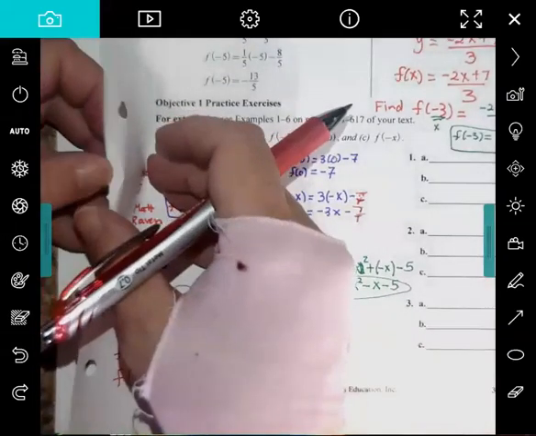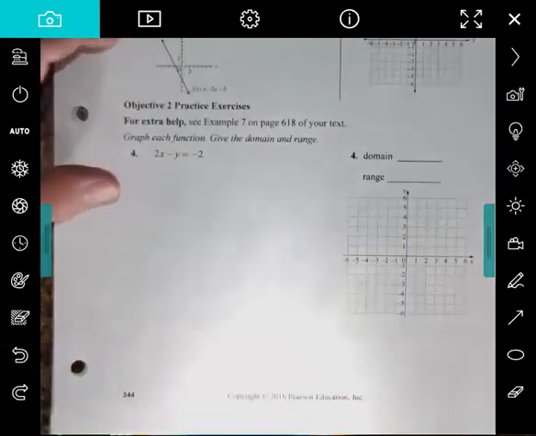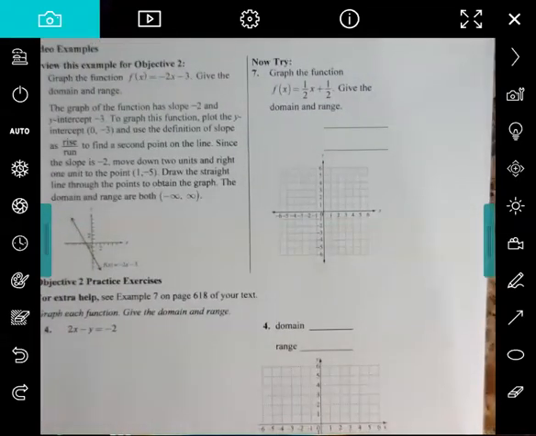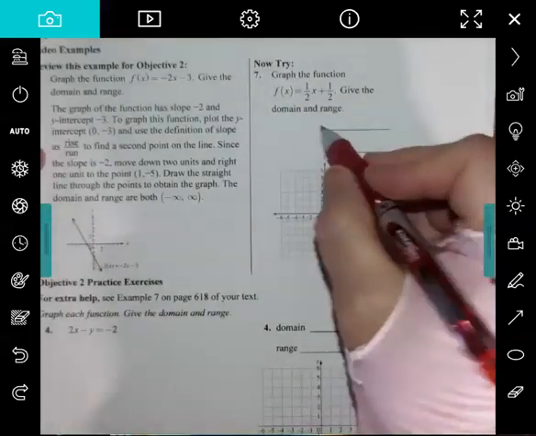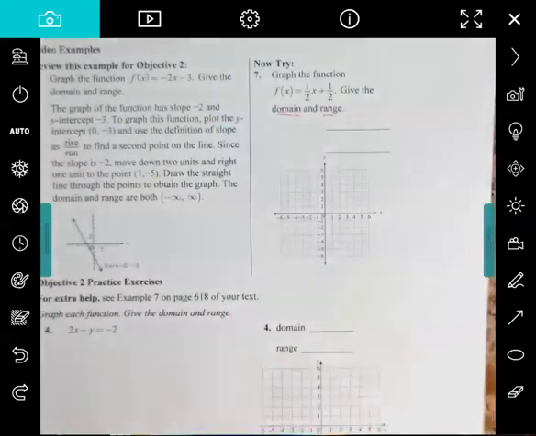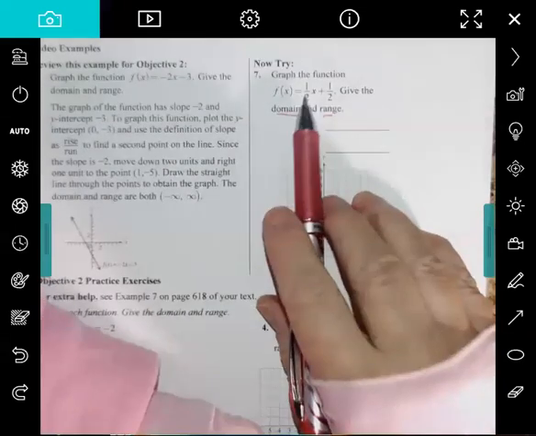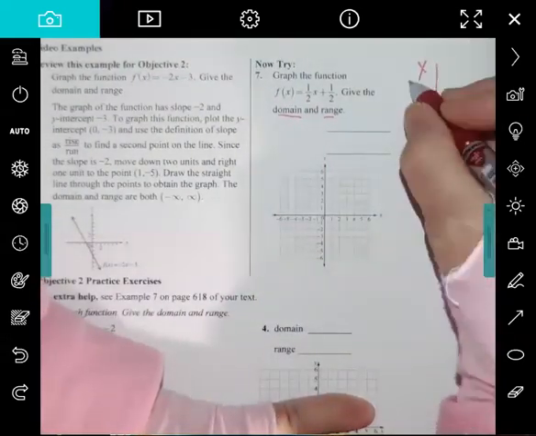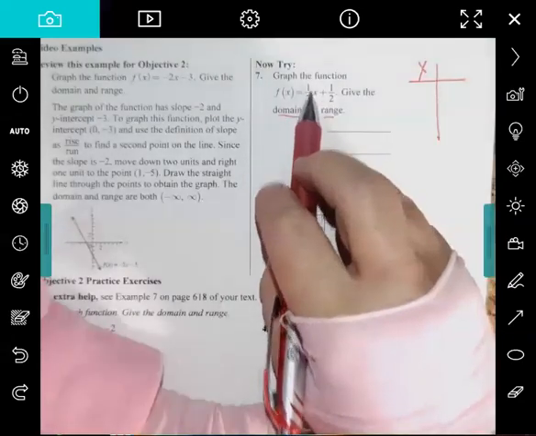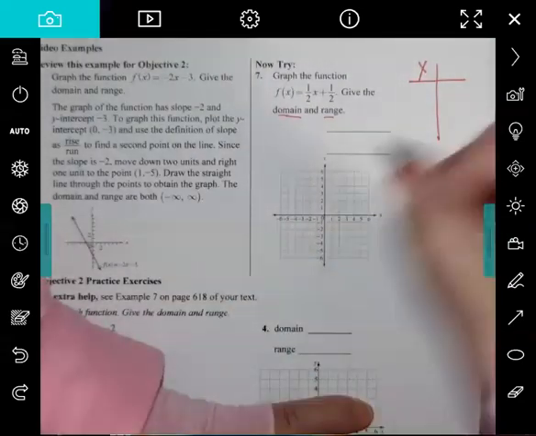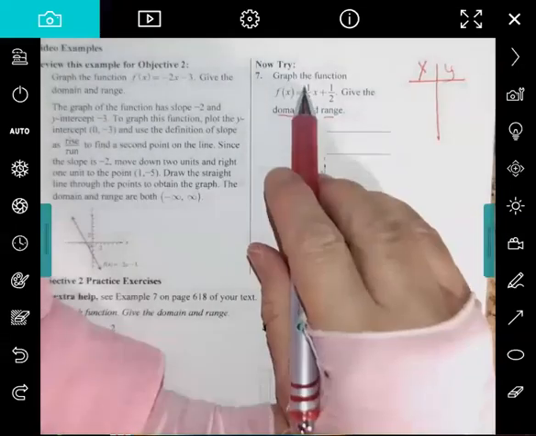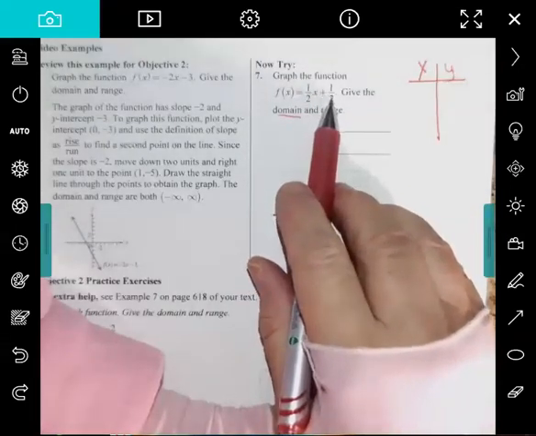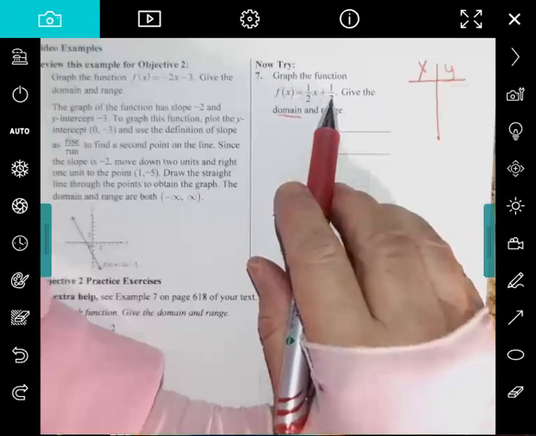Okay, next page. Graph this function and give the range and the domain. Okay, first of all, to graph it, I hate fractions. So when I choose my numbers to put in, I'm going to put numbers that will get rid of my fractions. At first I thought, well, I'll put a 2 there. It'll get rid of the fraction, but then I have to add a 1/2 to it, and that'll mess it back up, won't it?